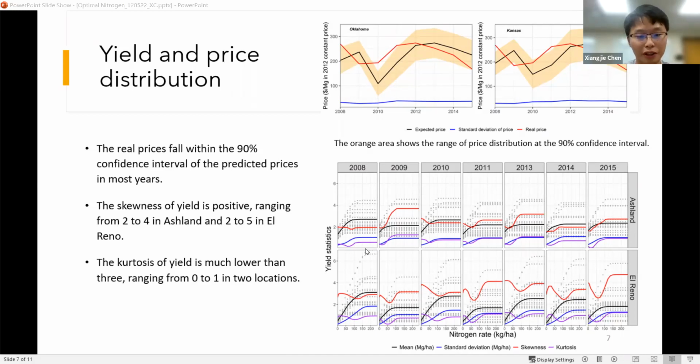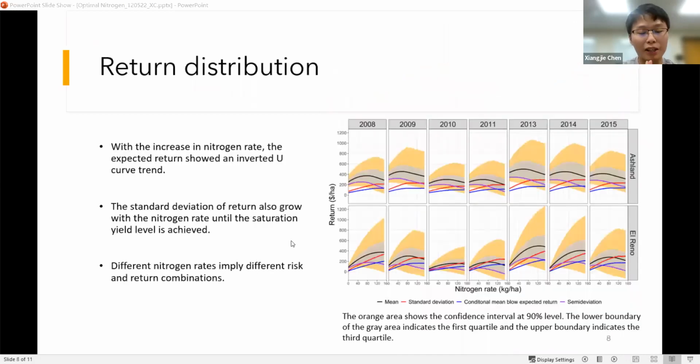So the skewness and the kurtosis here show that we cannot predict the yield distribution just with the normal distribution assumption. We need to consider a non-normal distribution. And then, combining the price distribution and the yield distribution, we can get a return distribution.